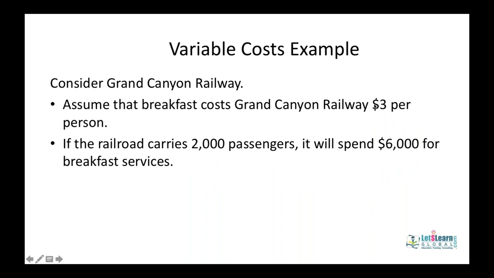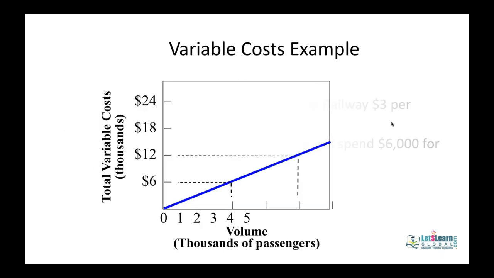The variable cost examples include direct material, direct labor, indirect material consumption, etc. Any cost which changes according to the activity level, you can define as the variable cost.